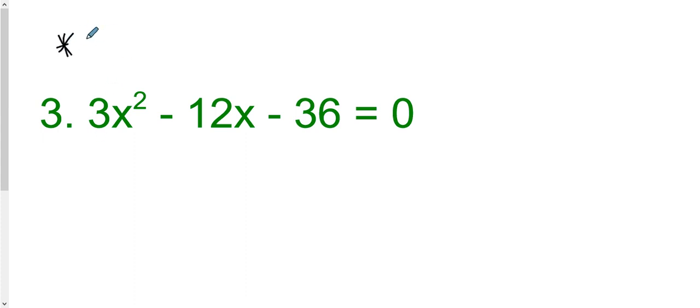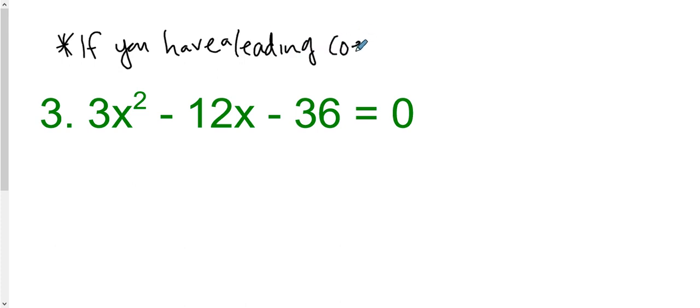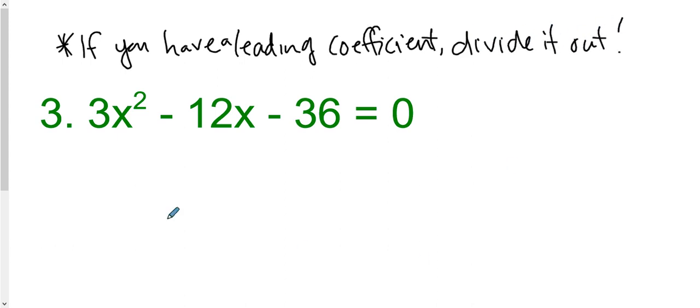So if you have a leading coefficient, that's the number in the very, very front, we have to divide it out. Okay, so if you have a leading coefficient, divide it out. In this case, my leading coefficient is 3. So I'm going to divide all of my pieces by 3, even the 0.